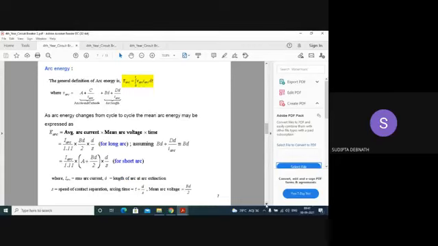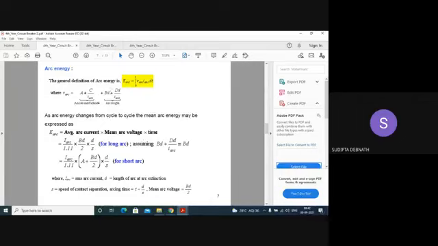Now, the general definition of arc energy is the integration from 0 to T of V arc into I arc dt. Now V arc is given by Elton's equation. This equation we have already seen. Now the mean arc energy may be expressed differently for long arc and short arc. For long arc, the average current is the RMS value of I arc divided by the form factor, 1.11 for a sinusoidal waveform, and the arc voltage is BD by 2, where D is the arc length.